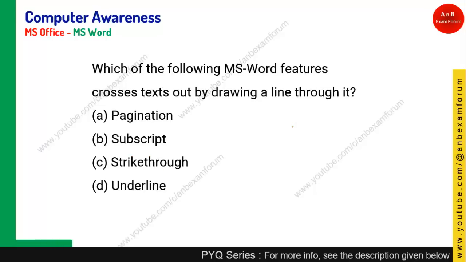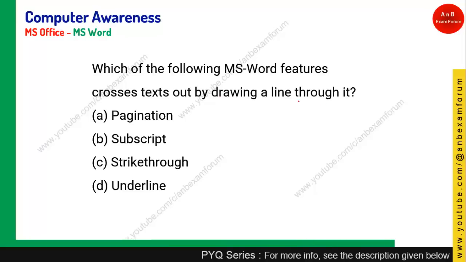Quickly moving to the next question. Which of the following MS Word features crosses text by drawing a line through it? Sometimes in the document you need to cut a word, like I want to cut this word. With the help of strike through you can achieve this. Strike through is basically a feature where you can cross a text out. So strike through is that feature, and the answer for this question is strike through.